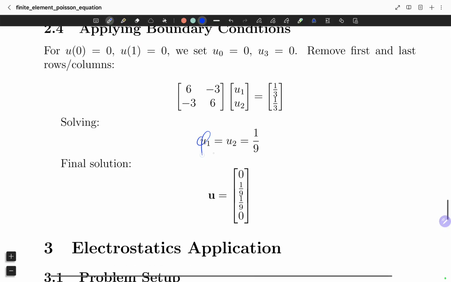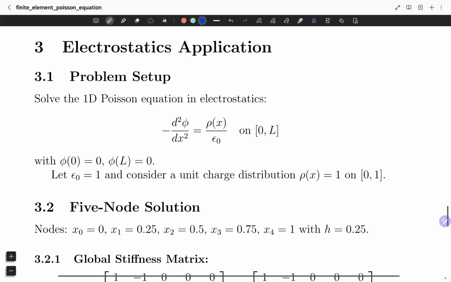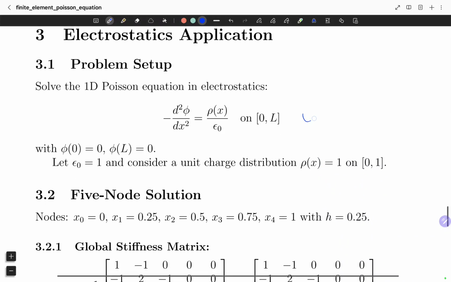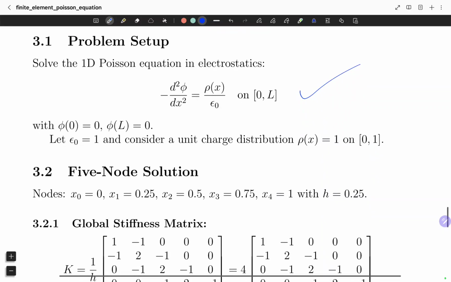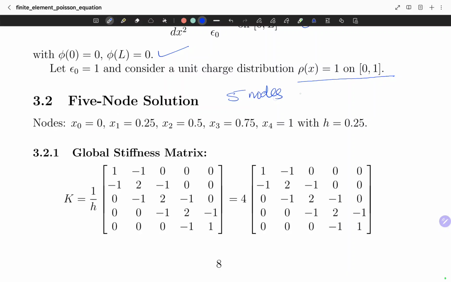And this is supposed to be psi, like the potential here as well. Now here we have the problem defined. This is what we're going to solve in the code. We have psi defined at the ends. We're going to look at this, and we get 5 nodes and 4 elements, right? Node 1, node 2, node 3, node 4, node 5.